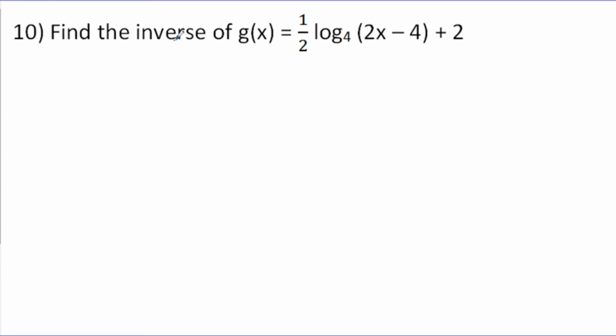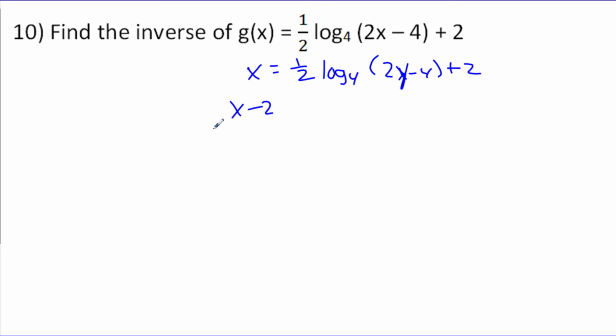So again, the idea for inverses is switch x and y. So it'll say x equals a half log base 4 of 2y minus 4 plus 2. Okay, and now I'm going to subtract the 2 over. Okay, x minus 2. And then to get rid of this 1/2, I want the log by itself. I'm going to multiply both sides by 2, which is the same thing as dividing by 1/2.